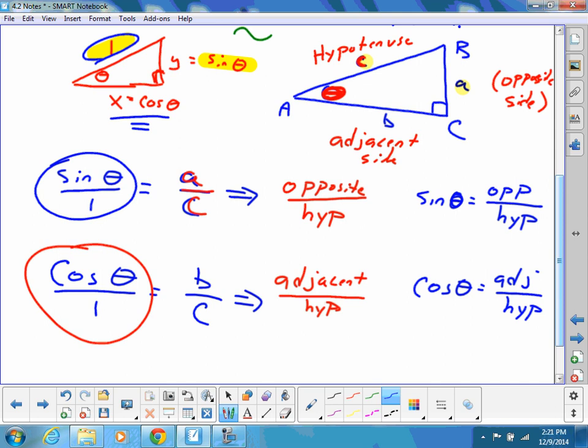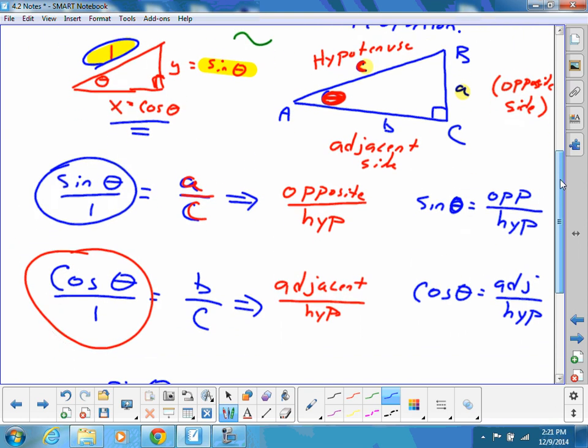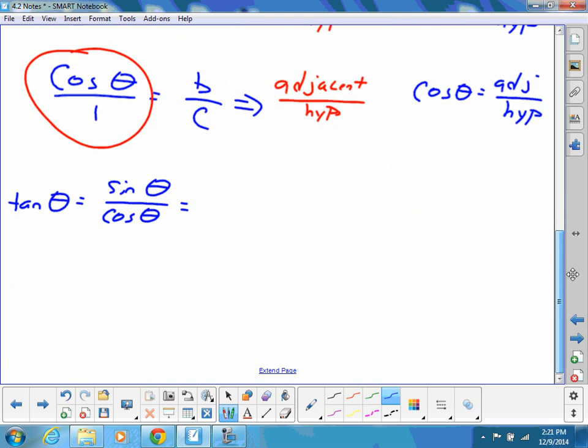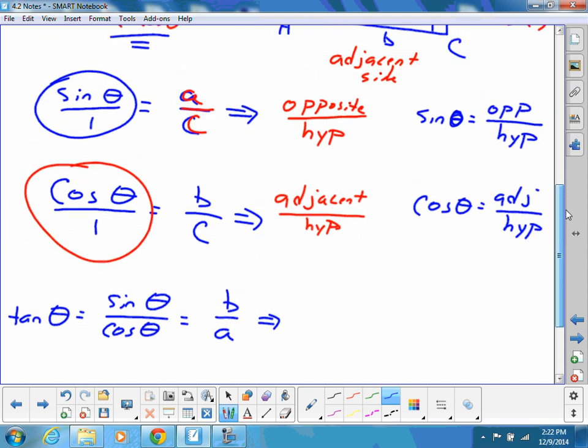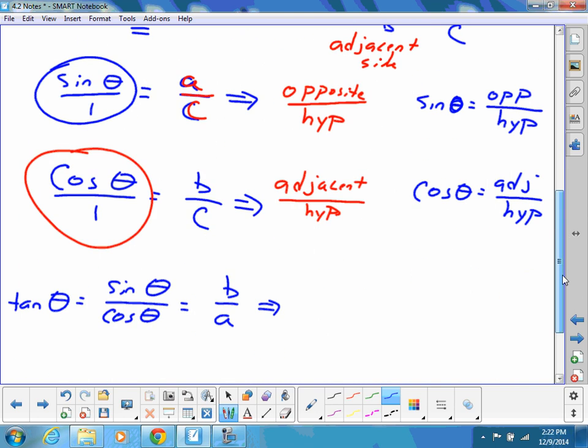And now let's do the tangent. Well, what do we know about tangent? Tangent is equal to sine over cosine. So tangent theta is equal to the sine of theta over the cosine of theta. If I go back up and look at my triangles, what's corresponding to cosine? That would be B. What's corresponding to sine? That would be A. So this is going to be equal to B over A. I'm sorry, did I do that wrong? What's corresponding to sine is going to be A.